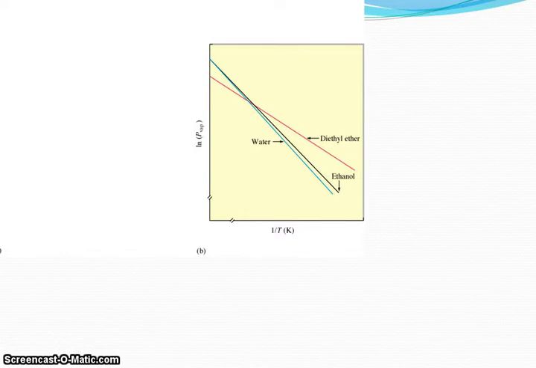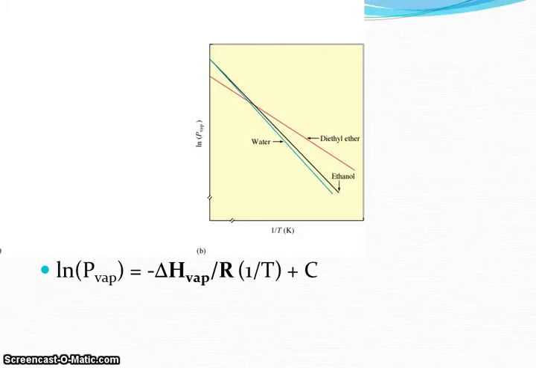So let's again look at this natural log of the vapor pressure of our liquid as a function of the inverse temperature. And if we have a straight line, we can discuss slope, and we can make an equation for a straight line. So we know that y equals mx plus b is our equation for our straight line. And in this case, our y is our natural log of our vapor pressure. Our x is our inverse temperature, and C is a constant.